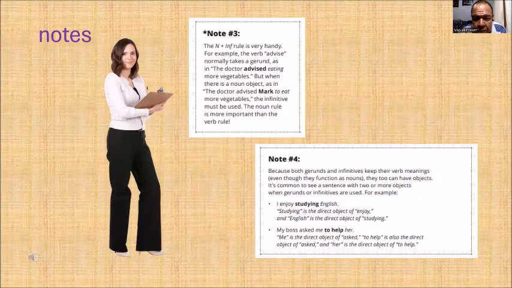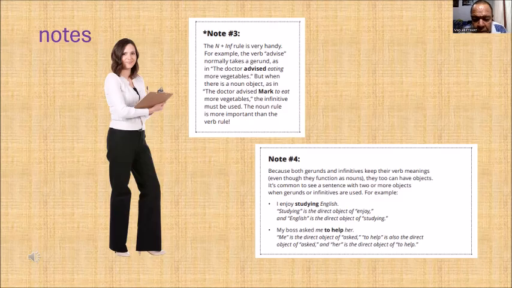Next, we'll look at some additional important notes about these verb forms. Note 3. The noun plus infinitive rule is very handy. For example, the verb advise normally takes a gerund, as in the doctor advised eating more vegetables. But when there is a noun object, as in the doctor advised Mark to eat more vegetables, the infinitive must be used. The noun rule is more important than the verb rule.